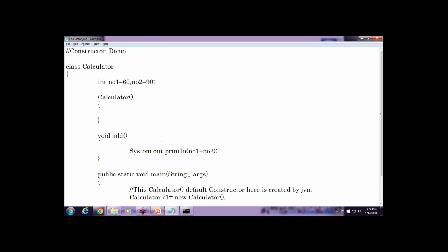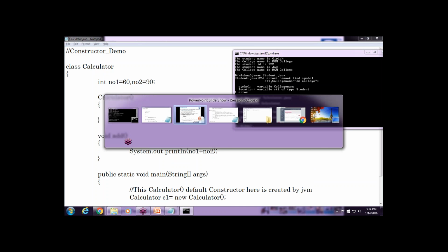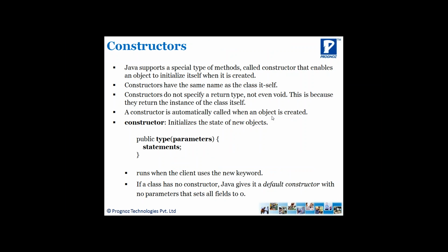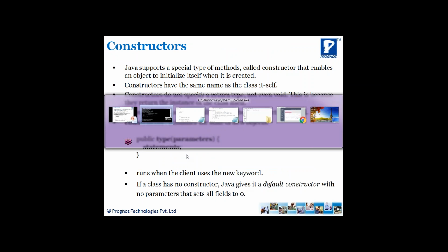The next point they mention here: a constructor is automatically called when an object is created. A constructor initializes the state of a new object. You can provide any access specifier except protected; public and private are also fine. If you are not declaring anything, it takes default. And you can pass parameters inside a constructor.